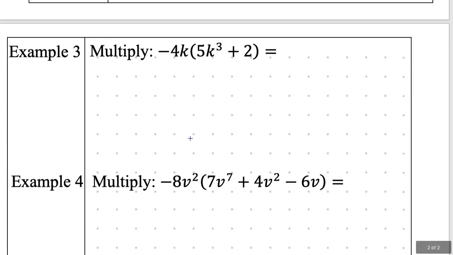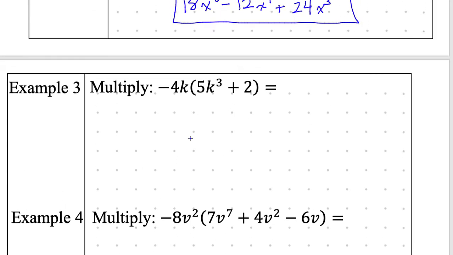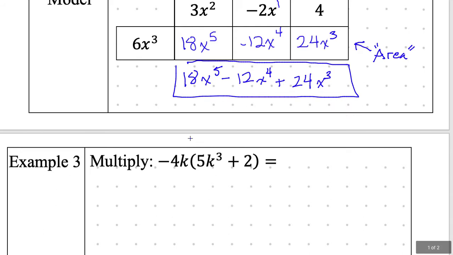Moving on to example 3 and then example 4. 3 I will do with you, 4 you're on your own. Let's do example 3. I need to multiply these two together. You can choose whether or not you want to use the area model, but I am going to be forcing you to do the area model pretty soon, so you might as well get used to it. Try using the area model. I know some of you don't need to, but you will eventually need to.